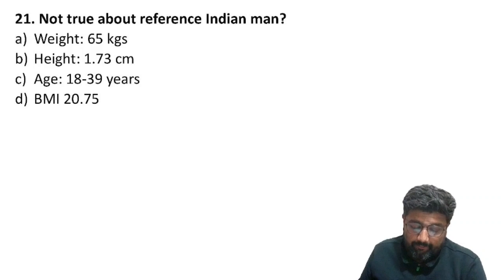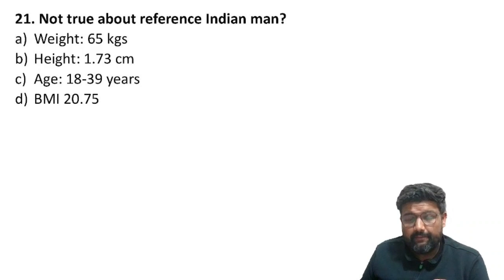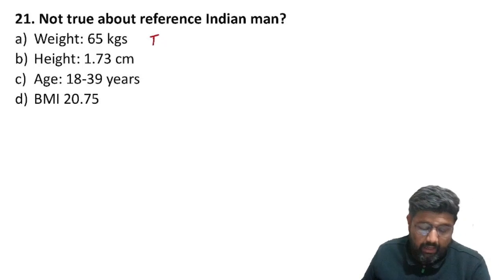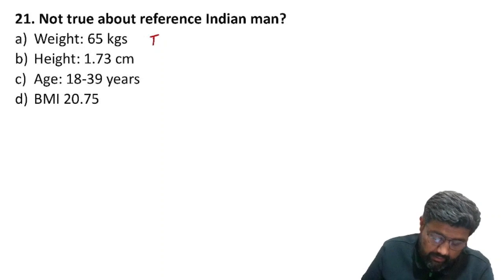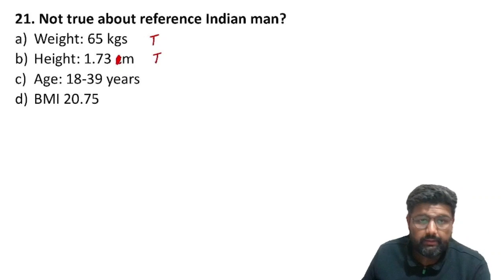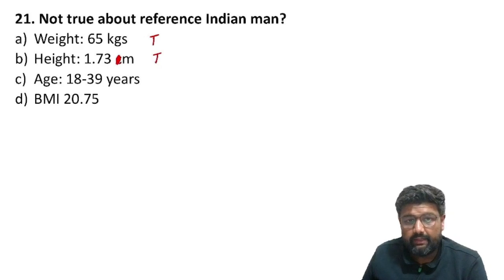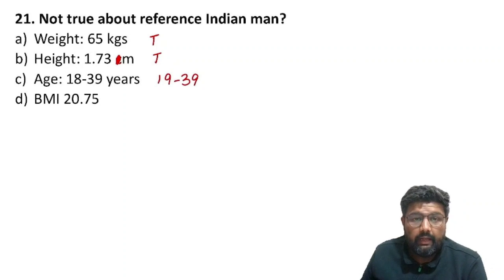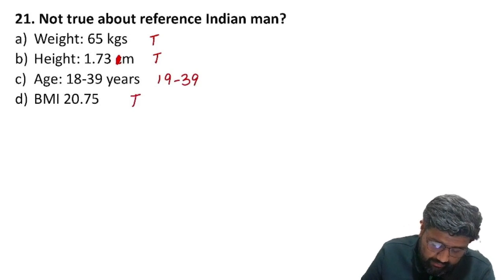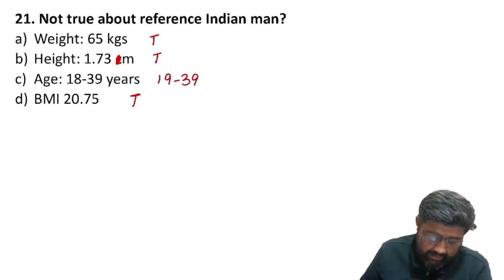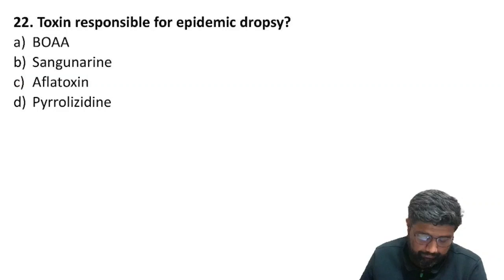Not true about reference Indian man. Weight is 65 kg, true. Height is 1.73, that is also true. Actually, it is 1.73 meter. Age 18 to 39? No, it is 19 to 39. And BMI is 20.75, that is also true. Right? So here the correct answer is option C.